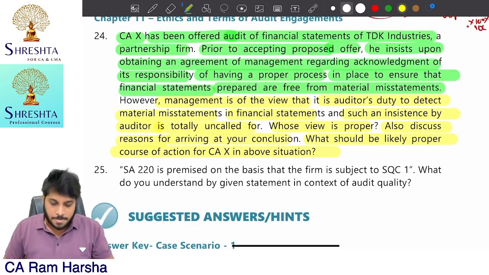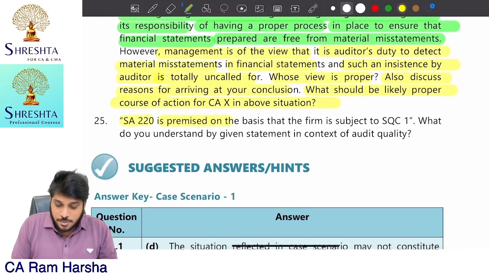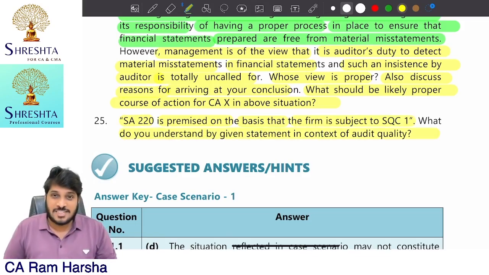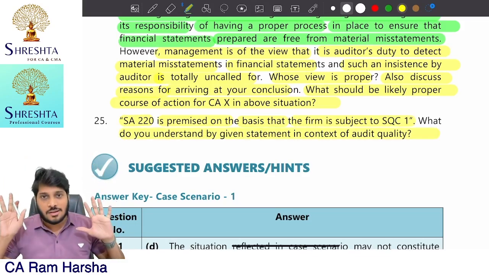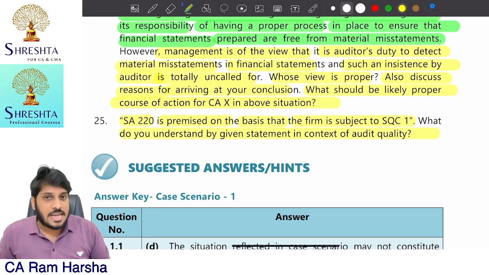Read the answer. SA 220 is premised on the basis that the firm is subject to SQC. What do you understand by the given statement? You open SA 220, the initial 3 points are there. That only. Please read the answers.